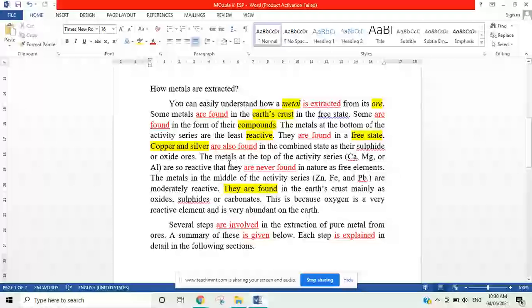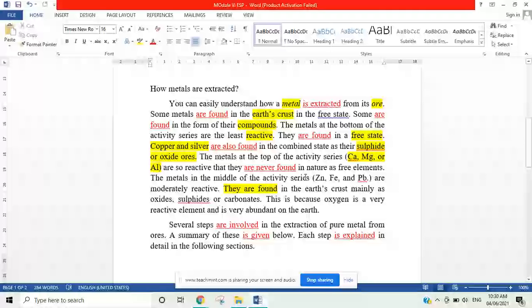So these words sulfide and oxide are also related to the field of science. Now the metals at the top of the activity series. Here the names of metals have been given, and they are also reactive, so that they are never found in nature as free elements.